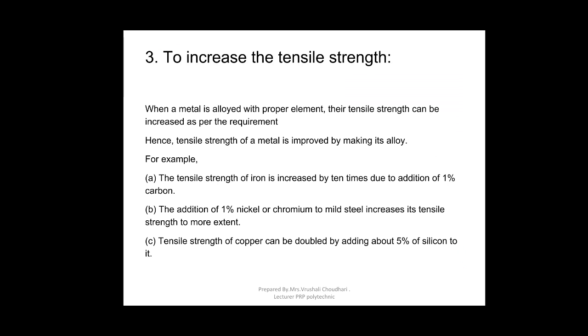So when there is stainless steel or the addition of 1% carbon, that is going to increase the tensile strength. The addition of 1% of nickel or chromium to mild steel increases the tensile strength to a greater extent. To increase the tensile strength of copper, we add 5% of silicon, so the tensile strength of copper is doubled. Due to the increase in tensile strength, we can use metals for machinery which is able to carry a high load.